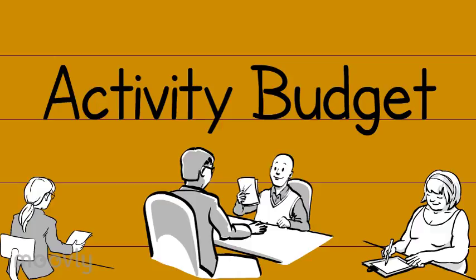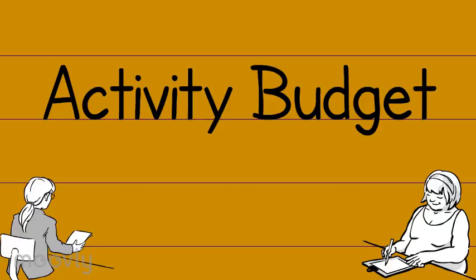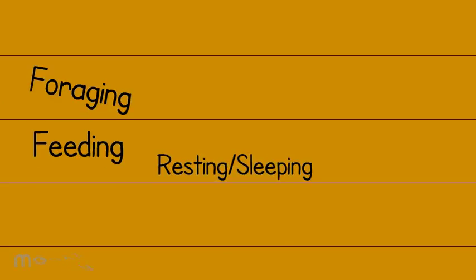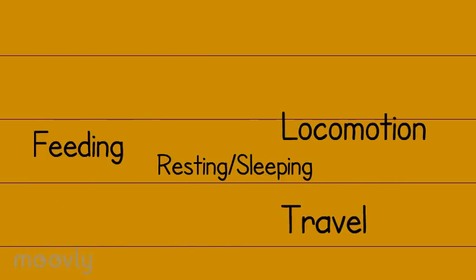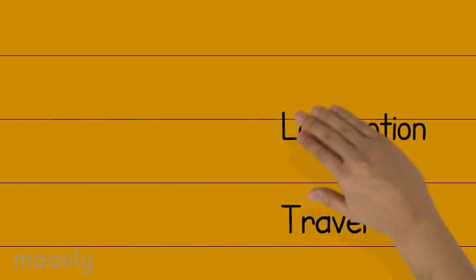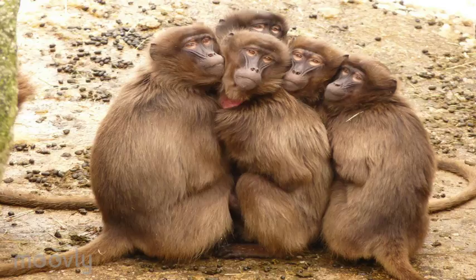Similar to how humans may call it making a living, how a primate decides to spend its time is called an activity budget. This activity budget mainly consists of foraging, feeding, resting, sleeping, locomotion, traveling, and of course, they have to be social with one another.